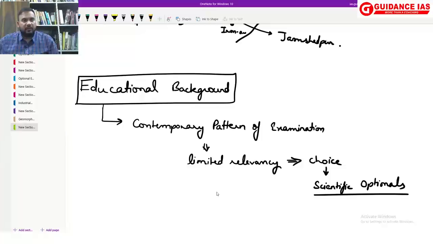Very difficult. You will not find such level of universities which are at par with the level of education, the technical education, which is imparted in institutions like IITs. Okay.